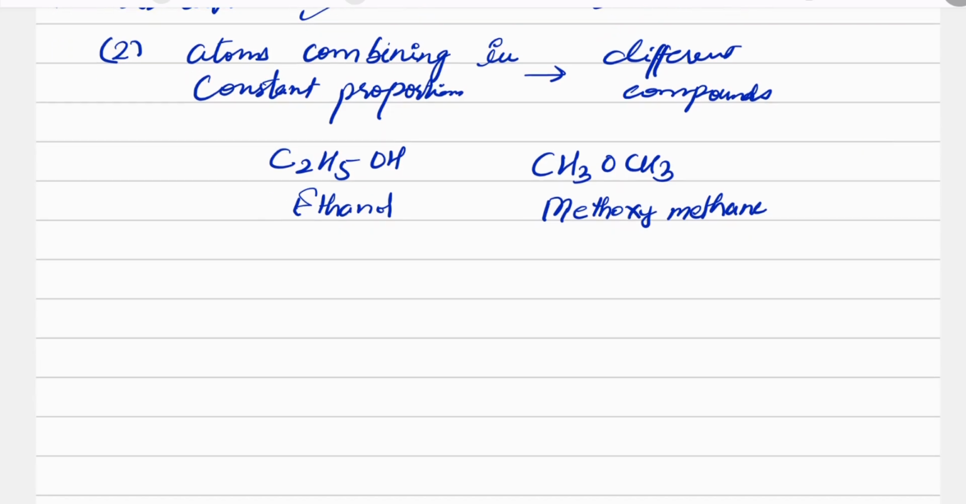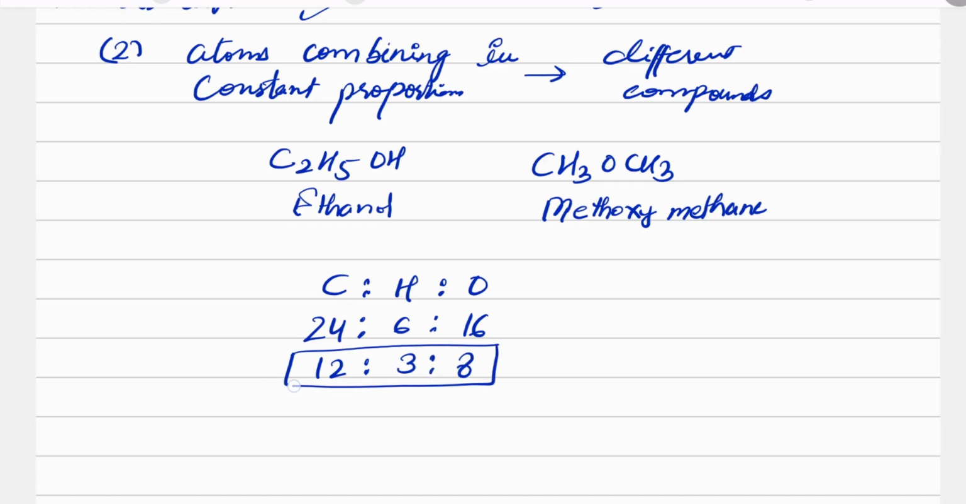Both have 2 carbons, 6 hydrogens in common and 1 oxygen, but both are different. If we take the carbon to hydrogen to oxygen ratio, there are 2 carbons, so 24 is to 6 hydrogen, 6 is to 1 oxygen, 16, and we take the simplest whole number ratio, it becomes 12 is to 3 is to 8.